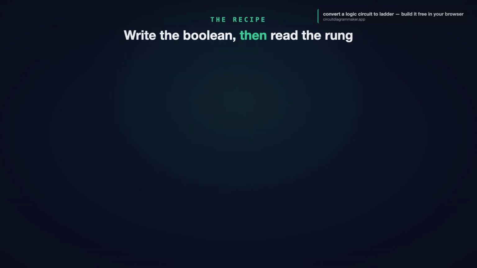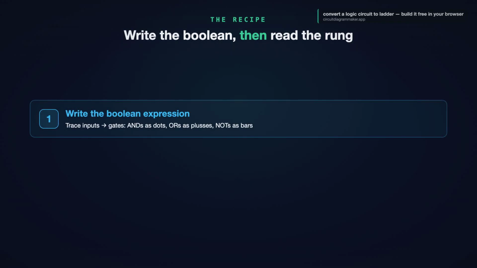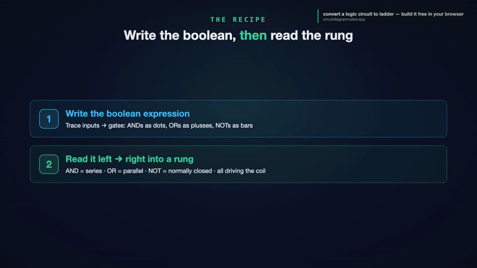Here is the method that pulls those 4 rules into a repeatable recipe. Whenever you are handed a logic circuit, do not try to draw the rung straight away. Do this instead. Step 1. Write the Boolean expression for the circuit. Trace from the inputs through each gate and write down what it computes. The ANDs as dots, the ORs as pluses, the NOTs as bars.